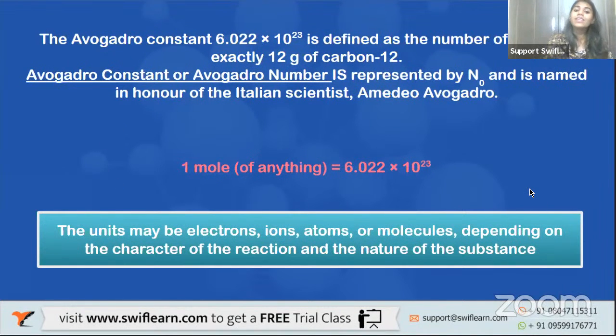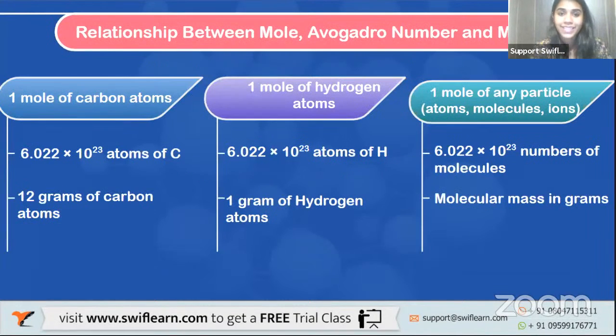Clear? Now this 'of anything' means what? Of electrons or ions or atoms or molecules or particles, anything. You can measure anything. Clear? Getting the concept? Is the concept clear? Do send me in the chat if the concept is clear. Shall we move ahead? Okay, now the relationship between Avogadro number and the mass.